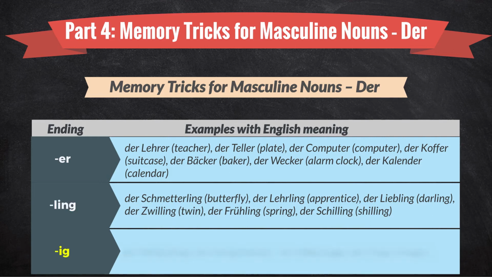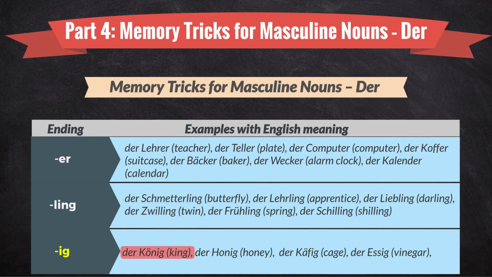The ending -ig is also typical for masculine nouns. Examples are der König, meaning king. Der Honig, which means honey, and you will often find this ending in nouns describing things or objects. Keep in mind these endings usually indicate masculine gender, but always learn the article with the noun to be sure. Saying der Lehrer instead of just Lehrer will help you remember it better.